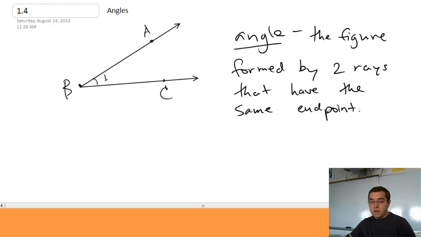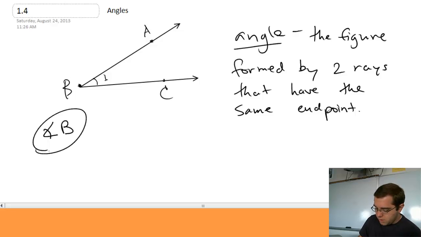So this picture I have drawn here is a picture of an angle. We have two rays, ray BA and ray BC. They share the same endpoint, endpoint B. So they form an angle. Now we can name that angle in certain ways. We could call this angle angle B, and that's a symbol that we use for an angle.